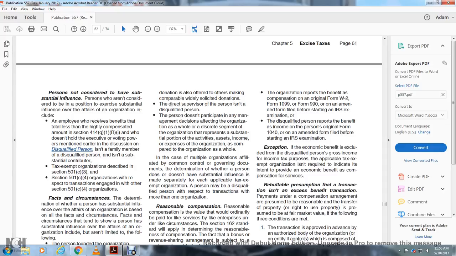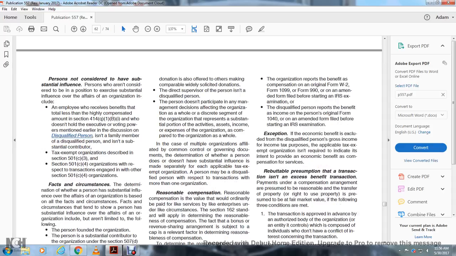In the case of multiple organizations affiliated by common control or governing documents, the determination of whether a person does or does not have substantial influence is made separately for each applicable tax-exempt organization. A person may be a disqualified person with respect to a transaction with more than one organization.